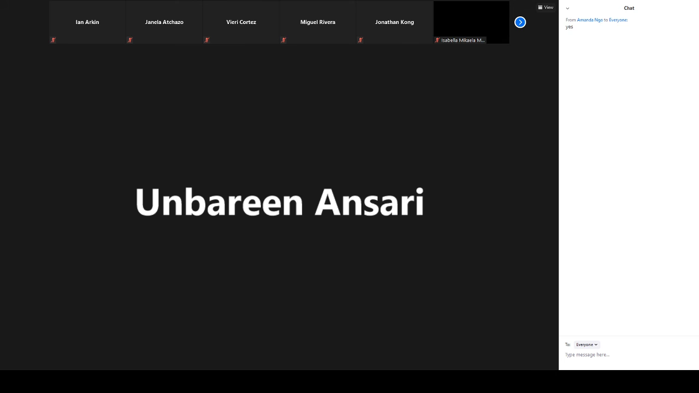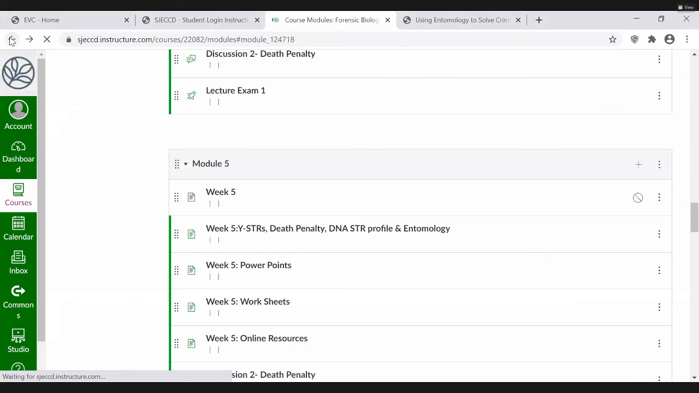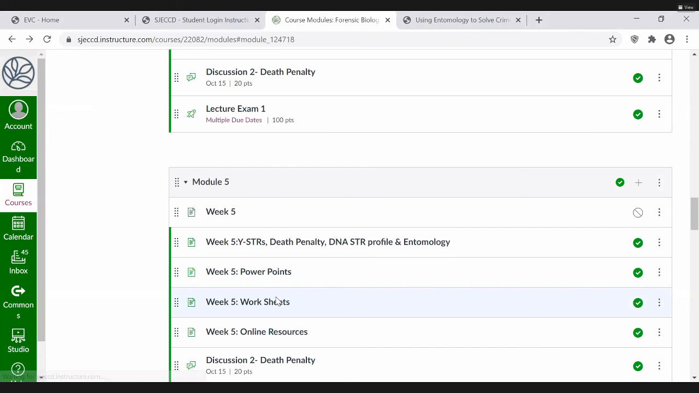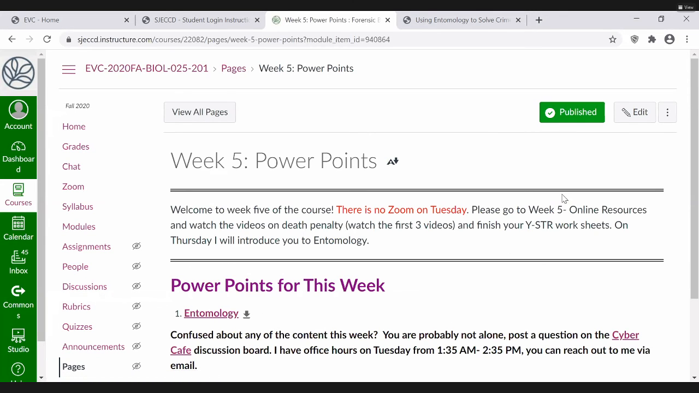Stop share, screen share. So you know exactly where it is. PowerPoint. Can you guys see this?